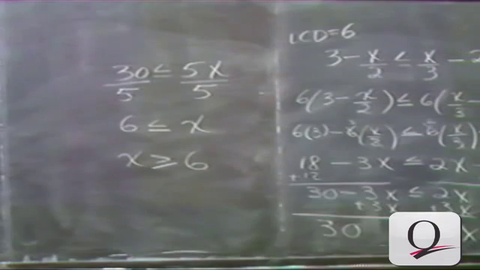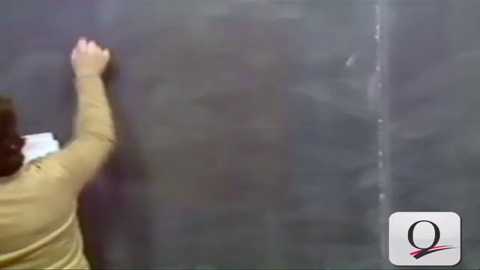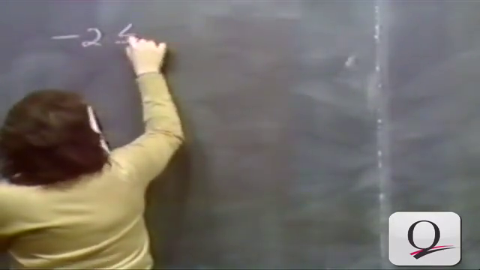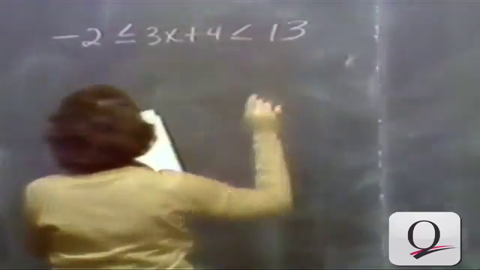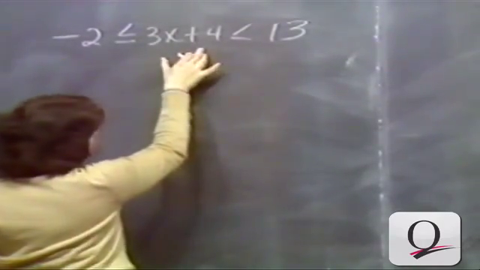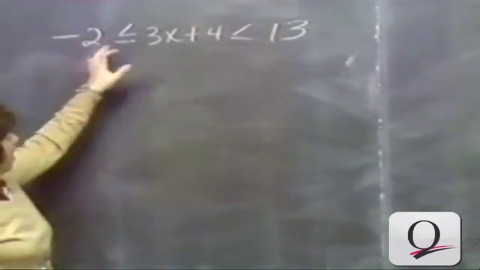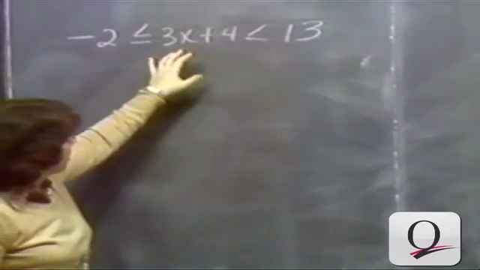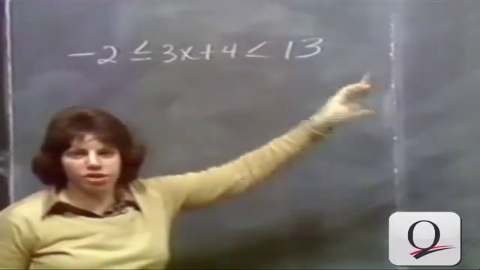And let's try one more example. I want to show you how to solve a double inequality. Minus 2 less than or equal to 3x plus 4 less than 13. Remember, this is minus 2 is less than or equal to 3x plus 4, and 3x plus 4 is less than 13. And minus 2 less than or equal to 3x plus 4 means the same as 3x plus 4 is greater than or equal to minus 2 and less than 13 at the same time.